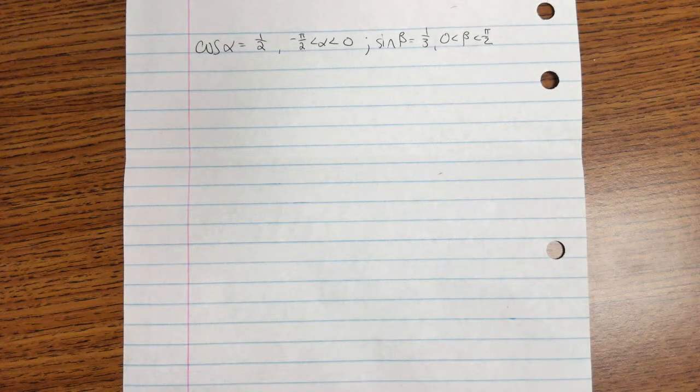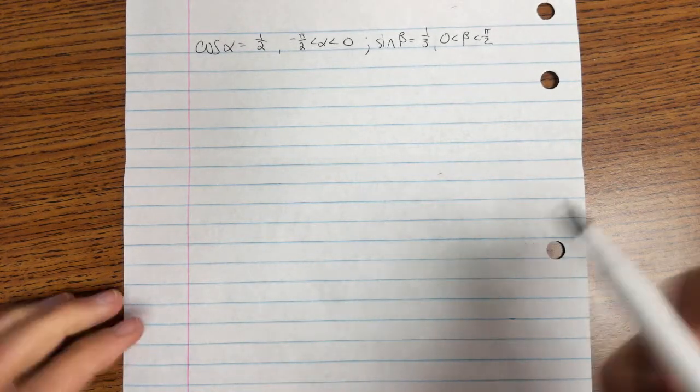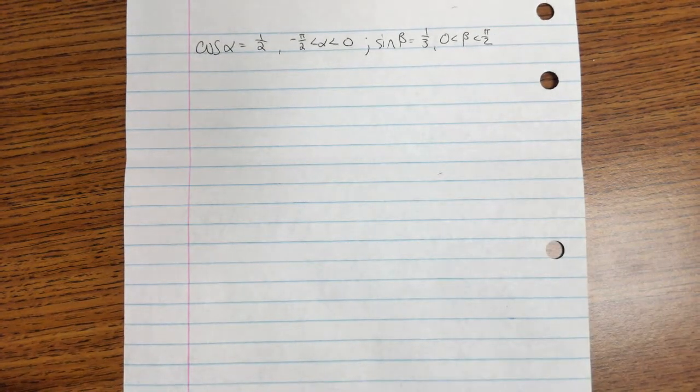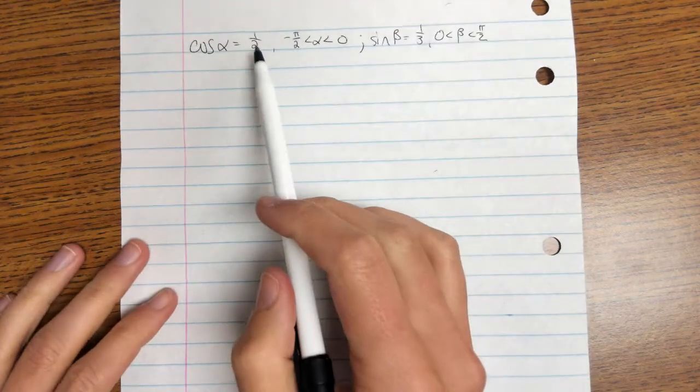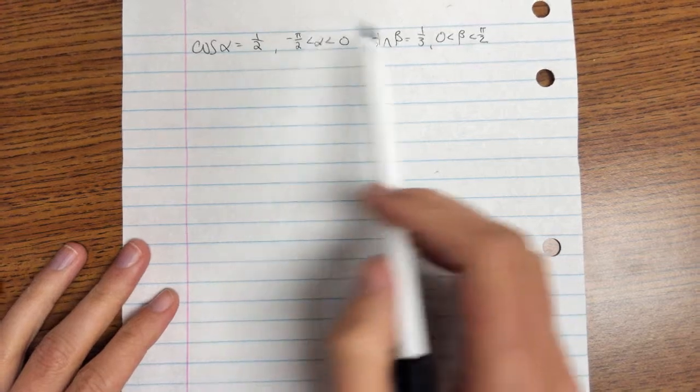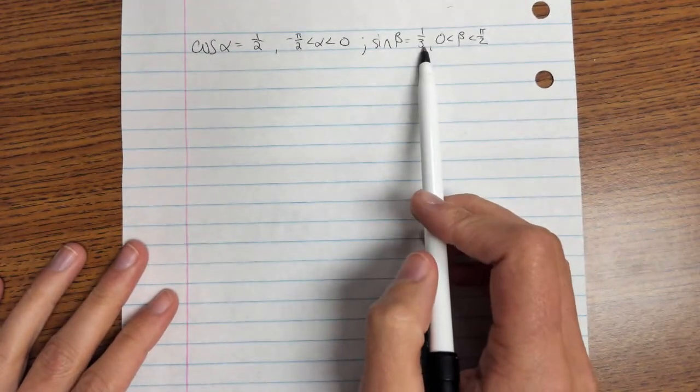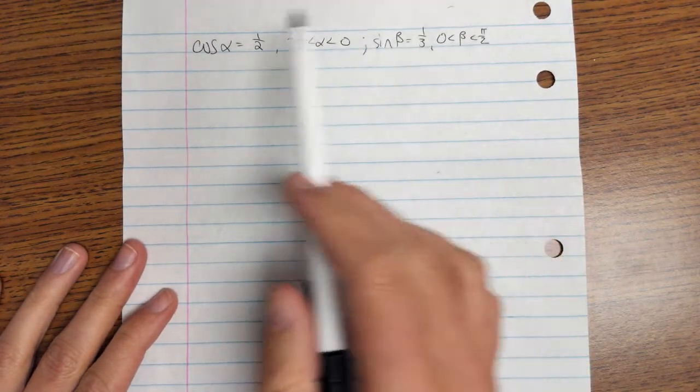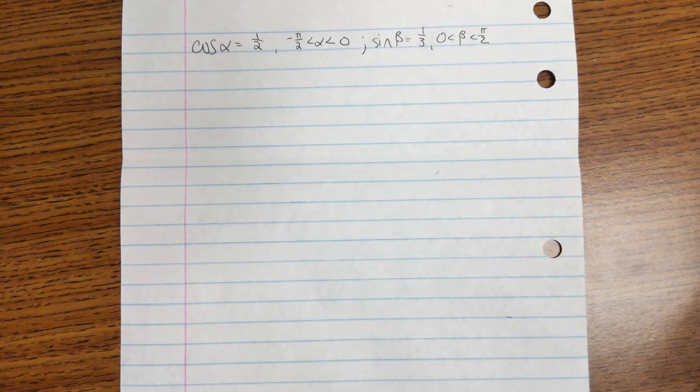Alright, for the last example, we have two angles that this time are not going to give me unit circle values. Now, cosine of an angle equaling 1/2, that is a unit circle value, but sine of an angle equaling 1/3 does not come from the unit circle. So anytime that you have two angles, that does not mean that it's not solvable.